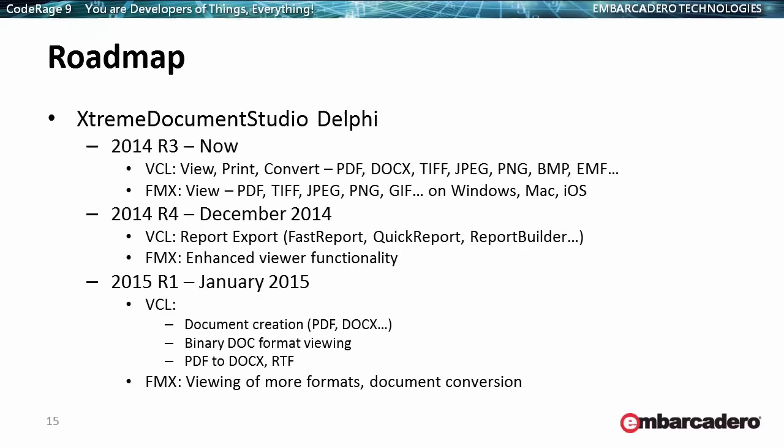So as far as the roadmap for Extreme Document Studio is concerned, right now, this is what is available. In VCL, we have the view, print, and convert capability for DocX, PDF, TIFF, and other image formats. And under FireMonkey, we have viewing capability for PDF and image files on Windows, Mac, and iOS. And coming up next is report export capability in December and more enhancements to the viewer. And going forward, we will be putting in more and more functionality of document processing into both VCL and FireMonkey.